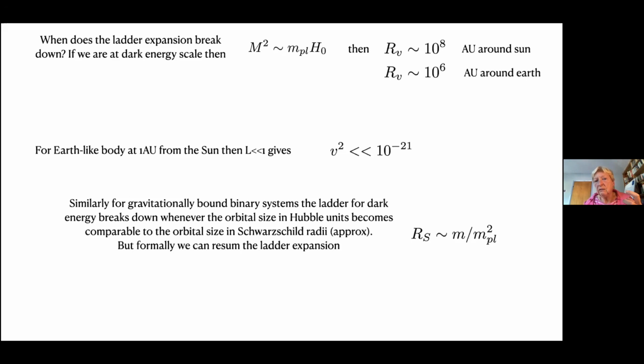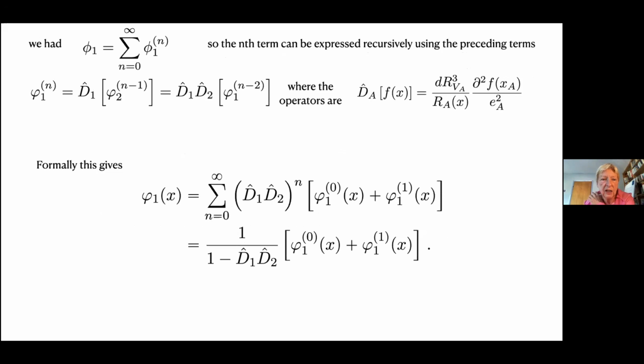But formally, we can actually resum this. All I was doing was expanding the corrections due to the disformal delta phi as a power series expansion. And it was an operator equation, and I think I've written it down here. So the first correction depends on the zeroth term, the second correction depends on the first order term. So you're doing it recursively, using the preceding term to compute the next term. So the nth term is dependent on the n minus one term with the operator D1 for two bodies, so phi1 and phi2.